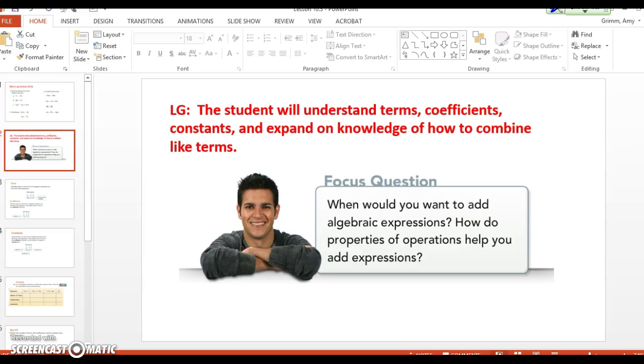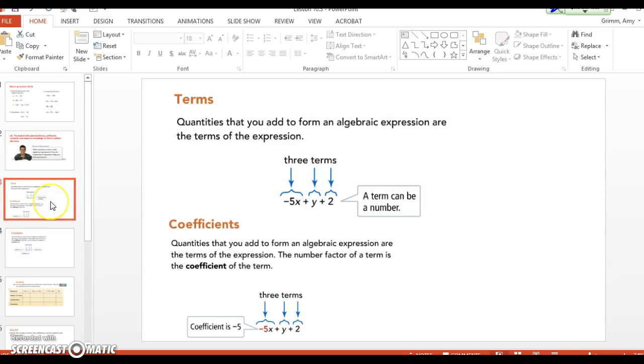All right, today's learning goal, the student will understand terms, coefficients, constants, and expand our knowledge on how to combine like terms. So some new vocabulary that we use all the time. So these are kind of important. When you look at this first thing, if I say, how many terms does something have? Every time it's separated by adding or subtraction, that's another term. So right there I would say that is 3 terms.